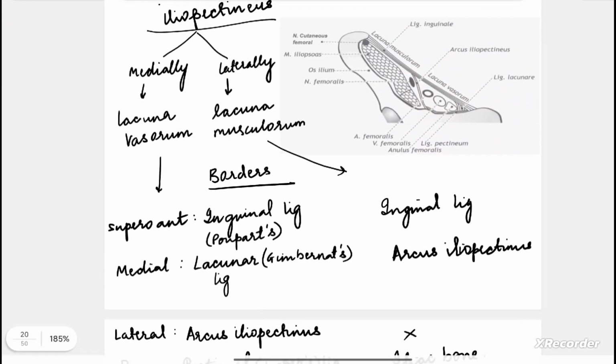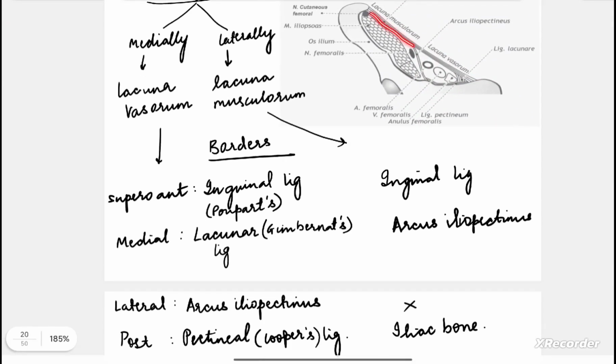In lacuna musculorum, superior anteriorly is the same inguinal ligament. Medially there is the arcus iliopectinus. There is no lateral border in this. Posteriorly there is the iliac bone.